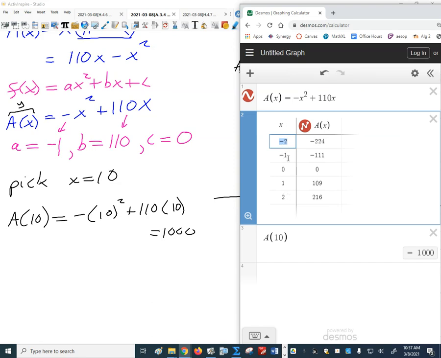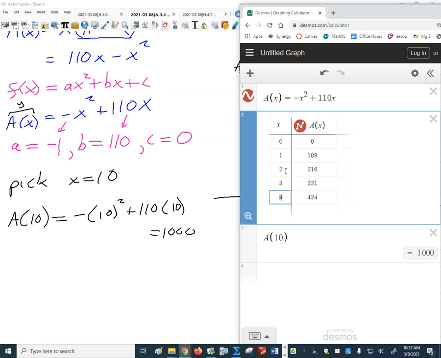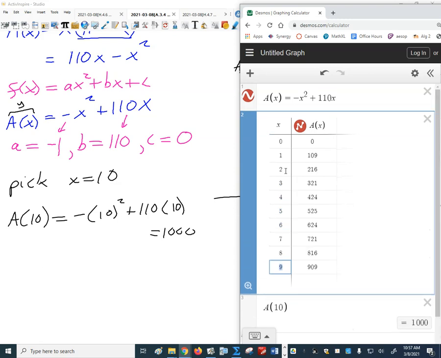Now I don't want negative values. Negative values don't make sense for this model because I can't have a negative width. But I can do positive values. 0 doesn't even make sense, does it? If the width is 0, the area is 0. But look, as I pick values of x and plug them into my function, I'm just getting outputs that are areas. Everybody see this? Does that make sense?